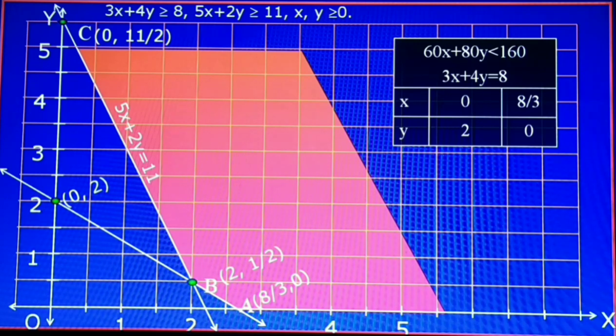Draw line from these points. Same line you will get. Okay. So when you take x is equal to 0 and y is equal to 0, inequality will give 0 is less than 160. So that is true. So we are supposed to shade below the line.